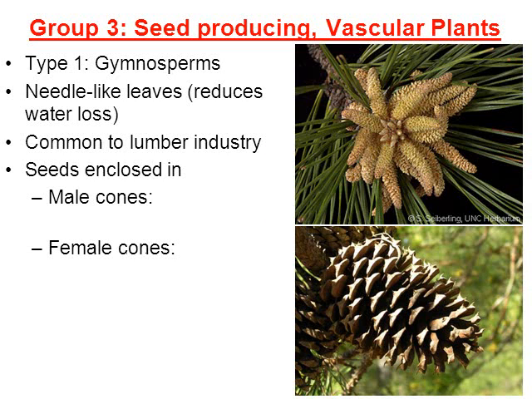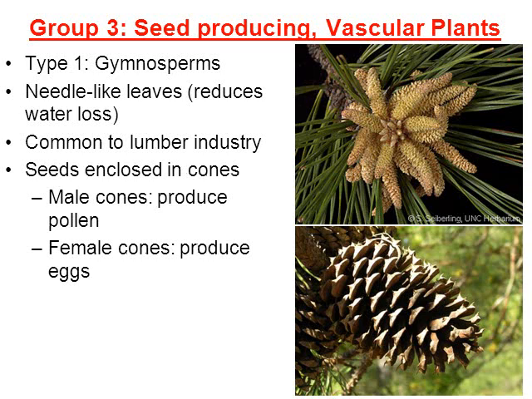And when the plant is reproducing, you may have often noticed that trees like pine trees produce cones. Well, there's actually two different kinds of cones. Some cones produce pollen. These are the male cones. Some cones produce eggs. These are the female cones.